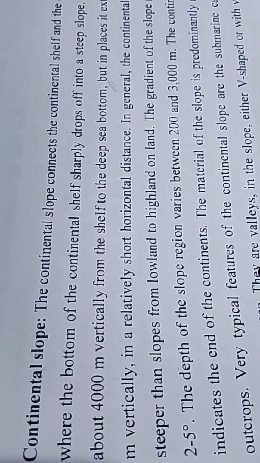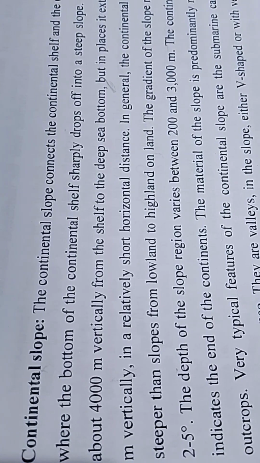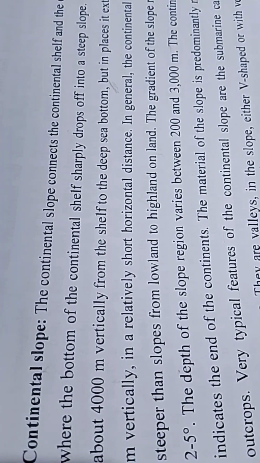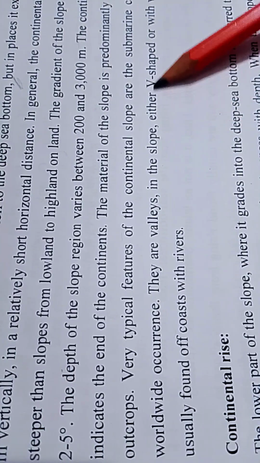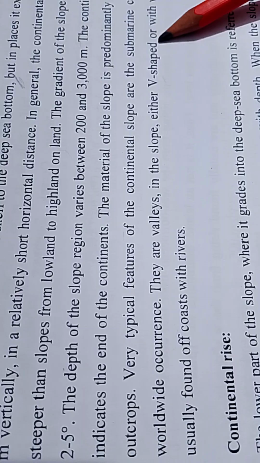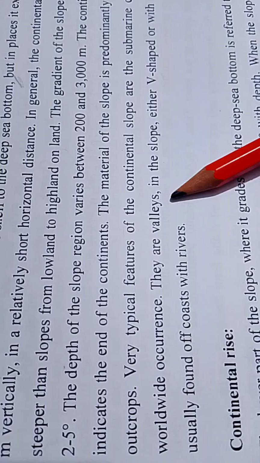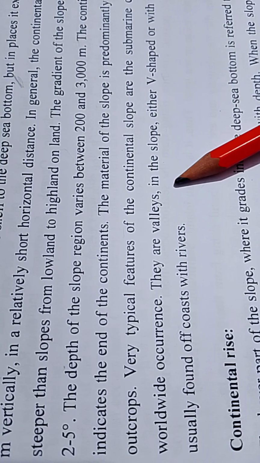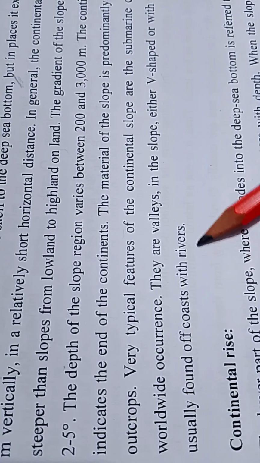Very typical features of the continental slope are the submarine canyons, which are of worldwide occurrence. There are valleys in the slope, either V-shape or with vertical side, and are usually found off coast with rivers.